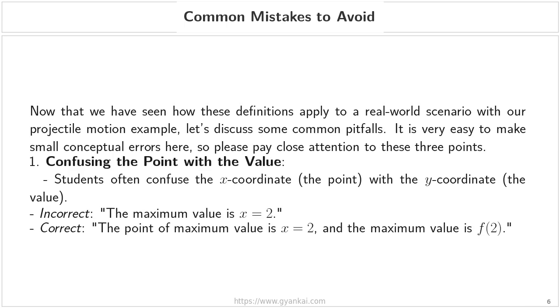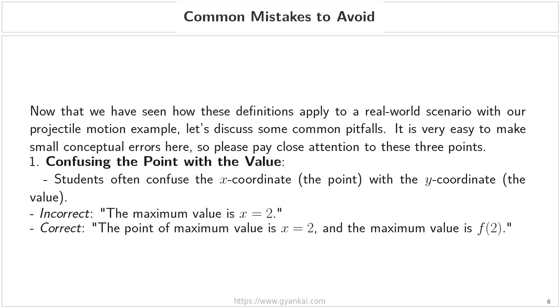First, a very frequent mistake is confusing the point with the value. It is vital to remember that the point refers to the input, or the x-coordinate, while the value refers to the output, or the y-coordinate. For example, it is mathematically incorrect to say, the maximum value is x equals 2. Instead, the correct way to state this is, the point of maximum value is x equals 2, and the maximum value is f of 2. If you recall our ball example from the previous slide, 2 seconds was the point, but 22 meters was the actual maximum value.